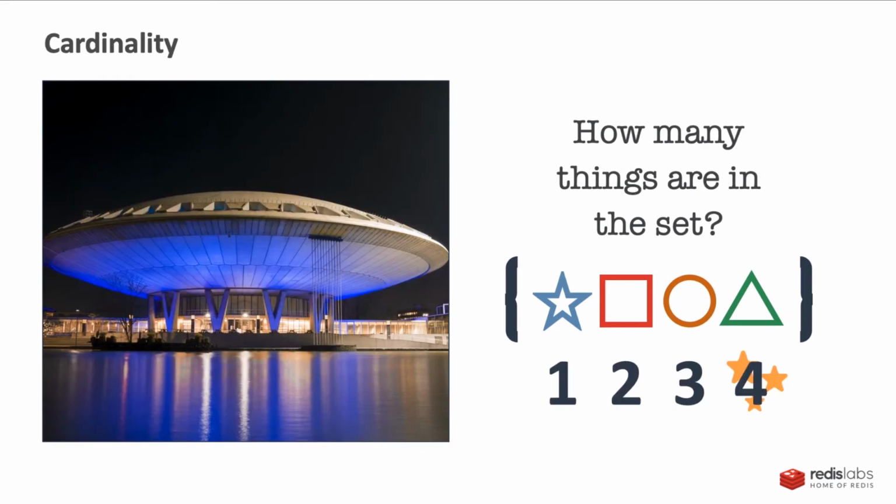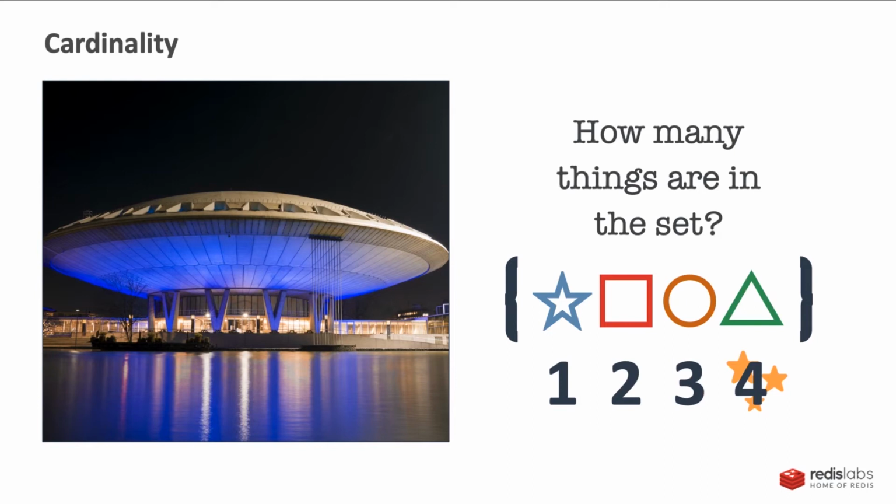Cardinality is how many things are in the set. It's counting the unique elements. And so here we have 4 unique things in our set. We have a star, we have a square, we have a circle, and we have a triangle. So there are 4 types of things in the set, and so it has a cardinality of 4.